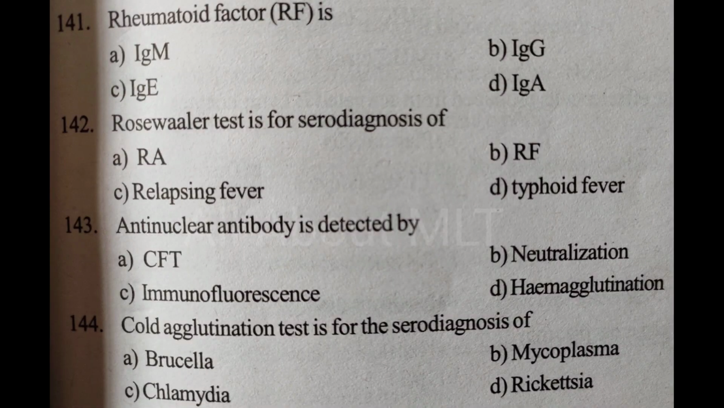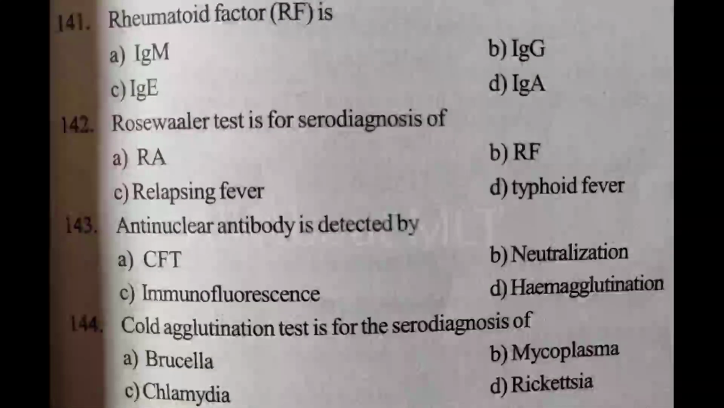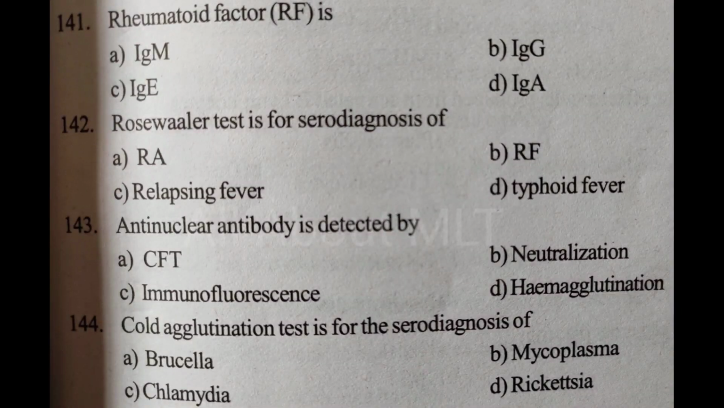Anti-nuclear antibody is detected by option A CFT, option B neutralization, option C immunofluorescence, option D hemagglutination. Answer is option C immunofluorescence. Cold agglutination test is for the serodiagnosis of option A brucella, option B mycoplasma, option C chlamydia, option D rickettsia. Answer is option B mycoplasma.